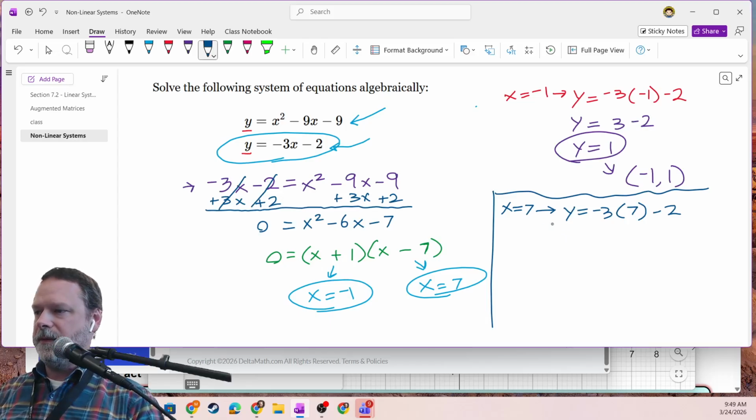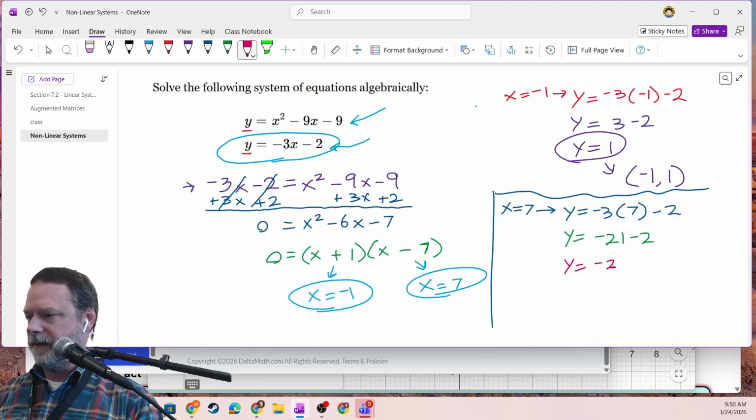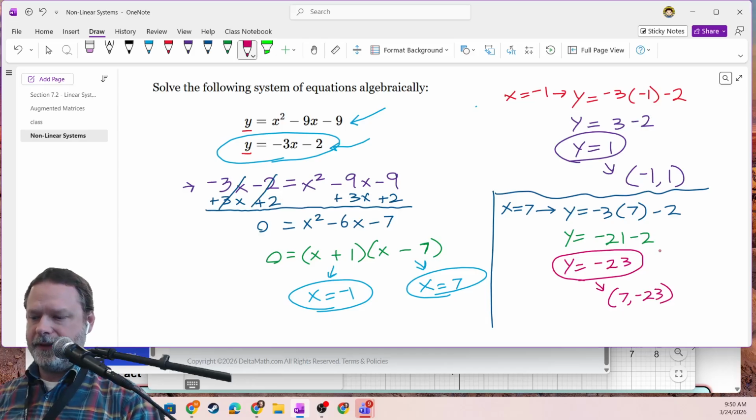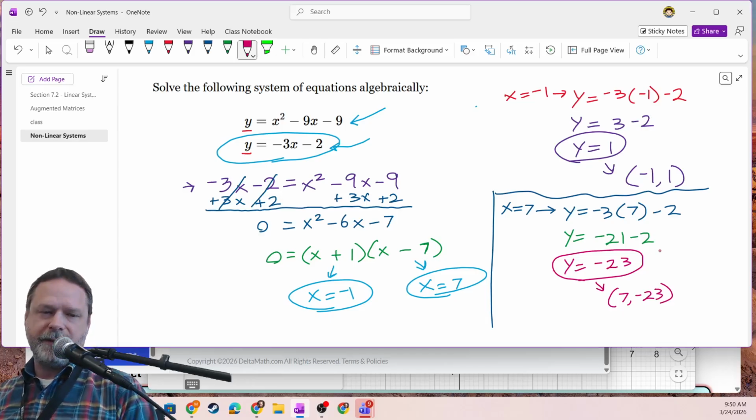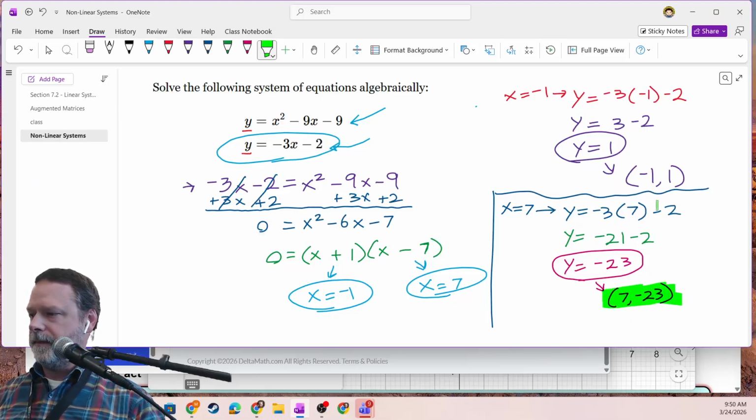And so we're going to get negative 21 minus 2 right there. And last but not least, negative 21 minus 2 is negative 23. So when x equals 7, y equals negative 23, that gives us a solution here, 7 comma negative 23. And that's it. We're done. We got our two solutions here. I'll highlight them.